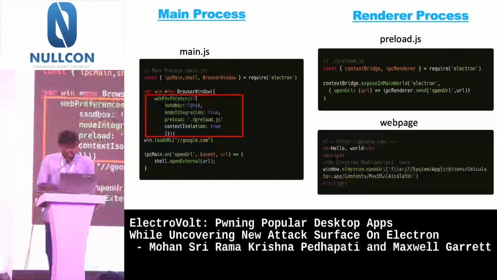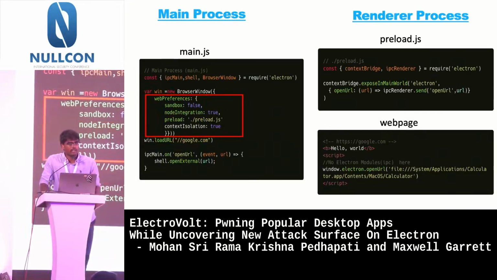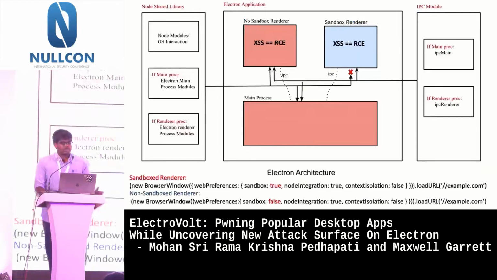And in the bottom right block, we have the web page, which is loaded within the main process. There it is accessing window.electron.openURL and sending the path of the current user's calculator. So it sends it to the preload.js. From there, the preload.js uses the IPC module to send the message to the main process. There it will execute that URL in shell.openExternal, which means it will pop a calculator, because it is a dangerous sink in Electron, where if you provide the path of the current directory binary, it will execute that.